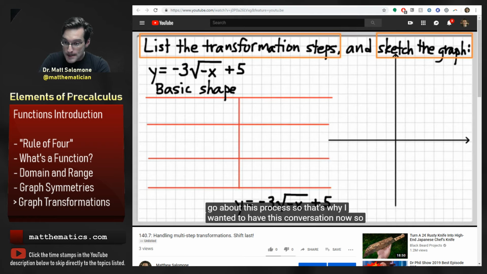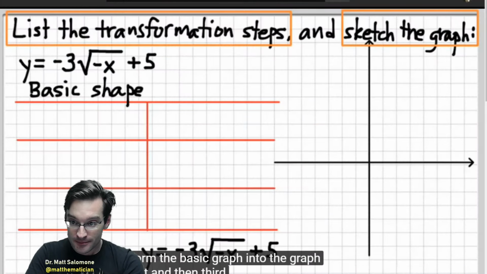So that's why I wanted to have this conversation now. So it's a three-step process. The first is identifying the basic shape of what this graph will look like. The second, which takes the most time, is listing out one by one the individual steps that will transform the basic graph into the graph we want. And then the third step, the graph.